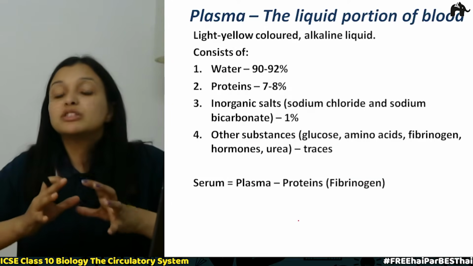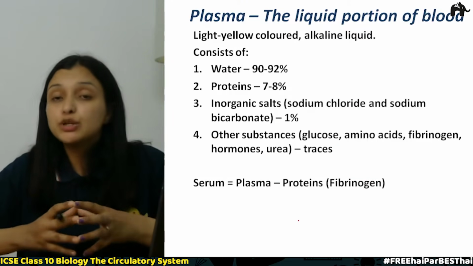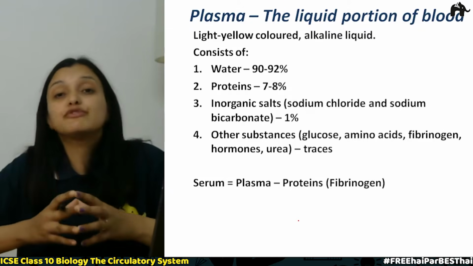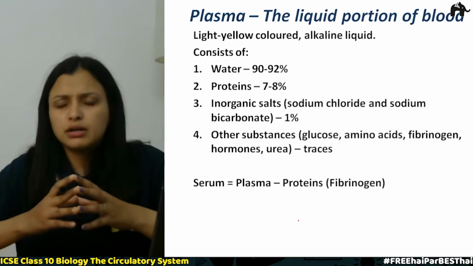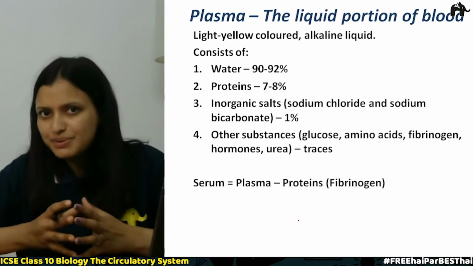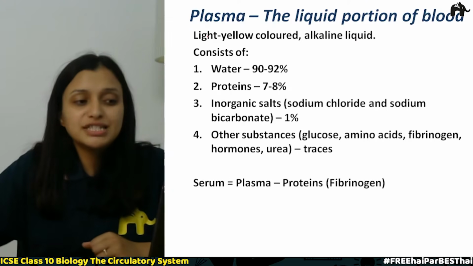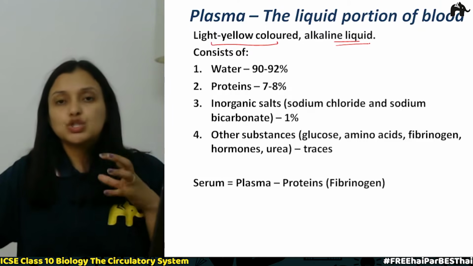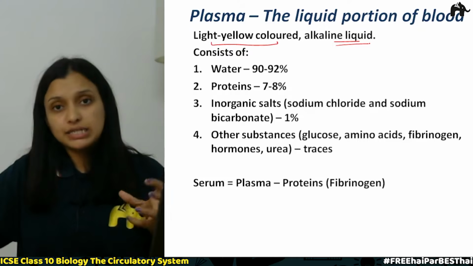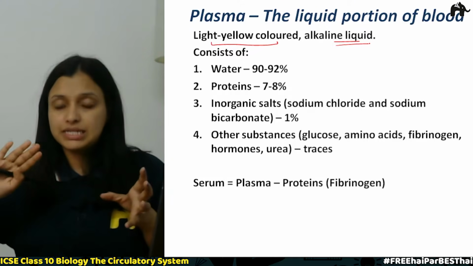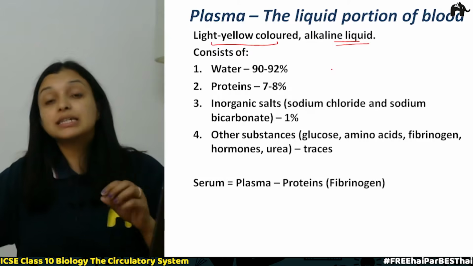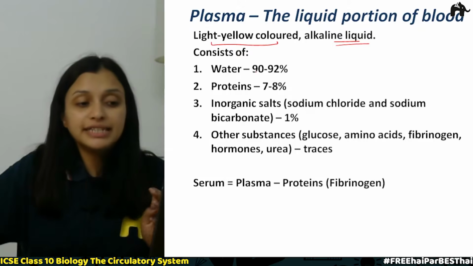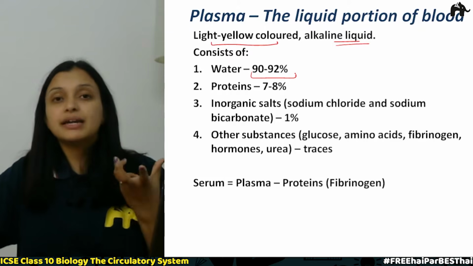Now let us talk about the first part of our blood, that is the liquid or fluid portion of our blood, that is plasma, which constitutes 55 to 60% of our blood. So how does it look like? What all does plasma contain? Let's talk about it. The first thing is it is a light yellow colored fluid which is alkaline in nature. It is not acidic, it is not neutral, but it is towards the alkaline side, right? The first thing that it contains is water. Because of water it is fluid, right? So 90 to 92% of the plasma is water.